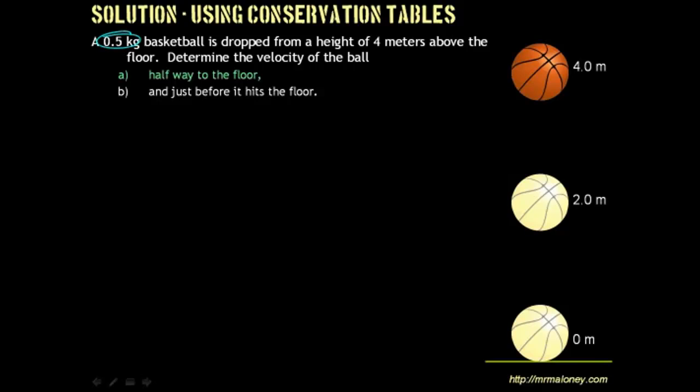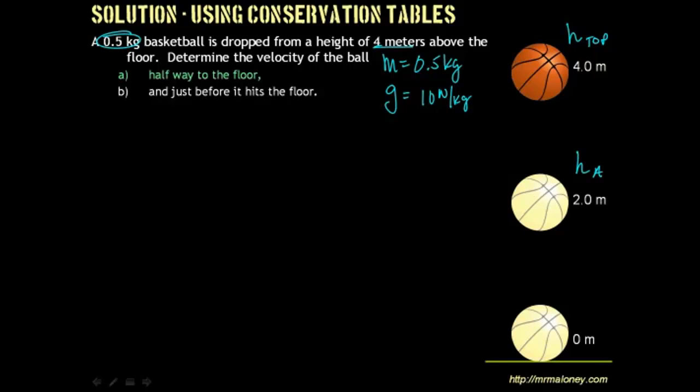We're given the mass of the basketball. We can also assume we're on the Earth, so we'll use a gravitational constant of 10 newtons per kilogram. We're given the initial height of the ball as 4 meters. Call that h top. And since it's asking for the velocity halfway to the floor, if we use the floor as a reference point for zero height, we can assume that the height of the ball halfway to the floor is 2 meters. Call that HA.